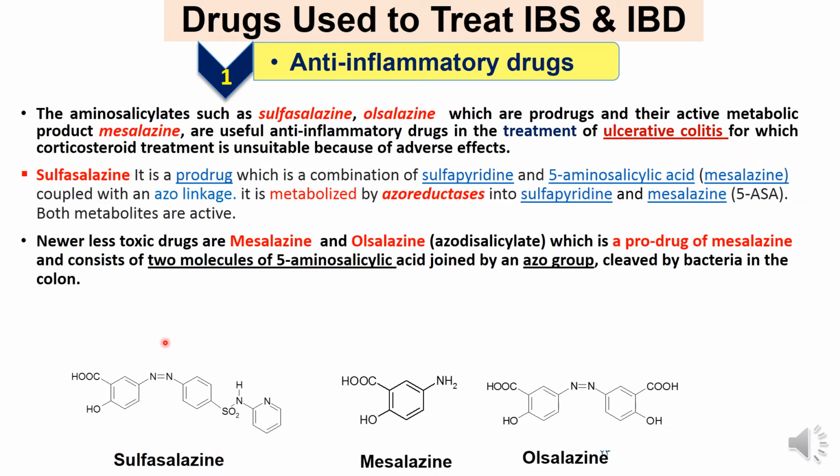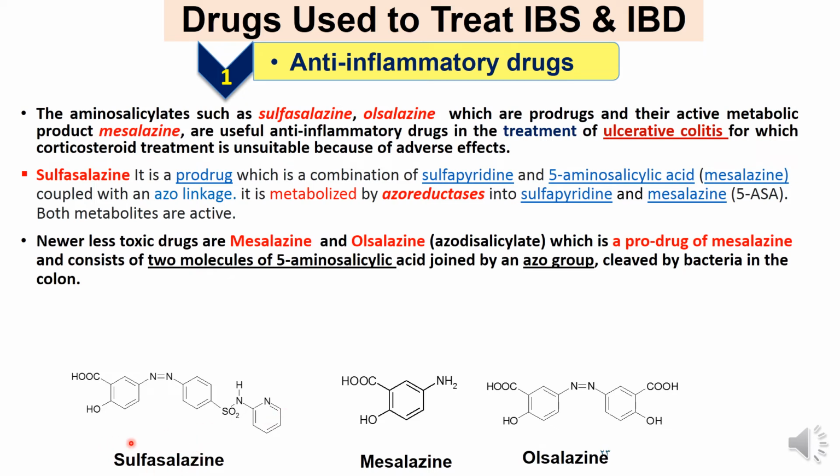Sulfasalazine has an azo linkage. This N double bond N is called azo group or azo linkage. It can be broken by an enzyme called azo reductase. Azo reductase can break this azo linkage to give two active metabolites, which are 5-aminosalicylic acid and sulfapyridine. So sulfasalazine is a prodrug.